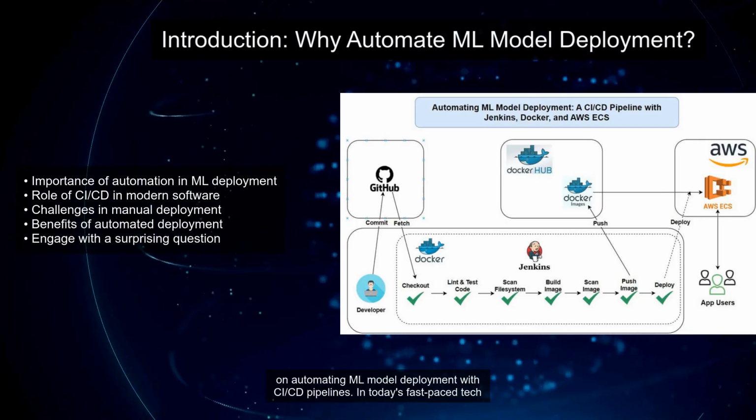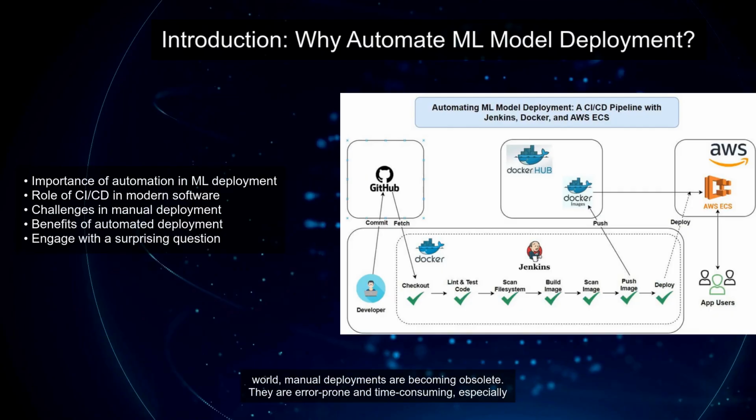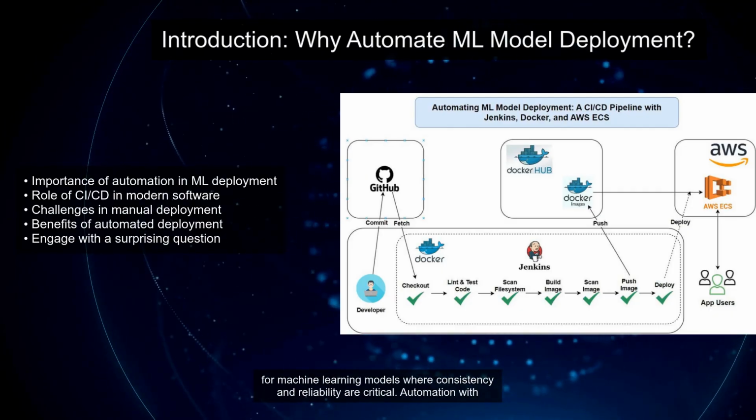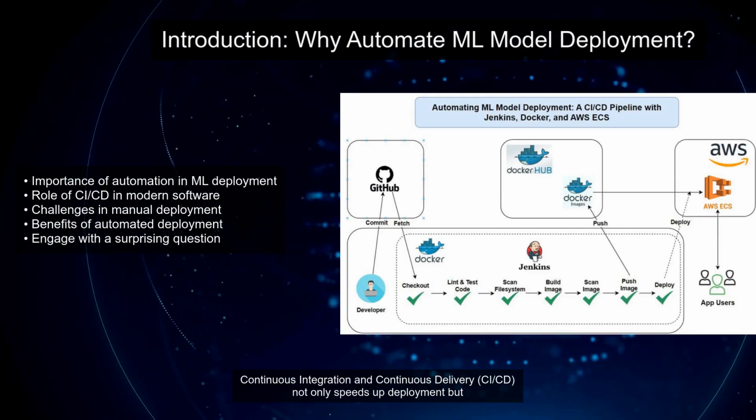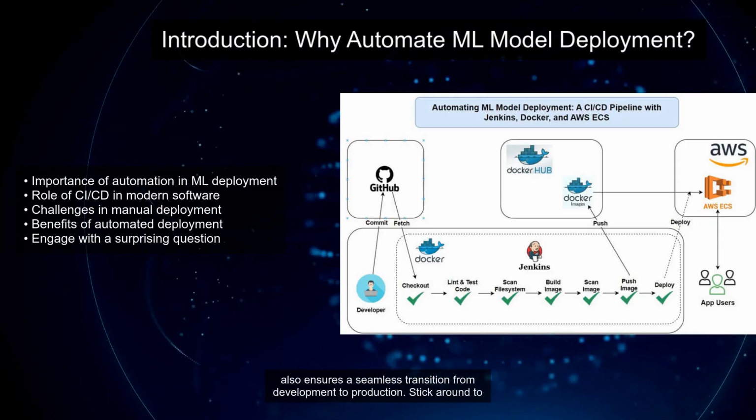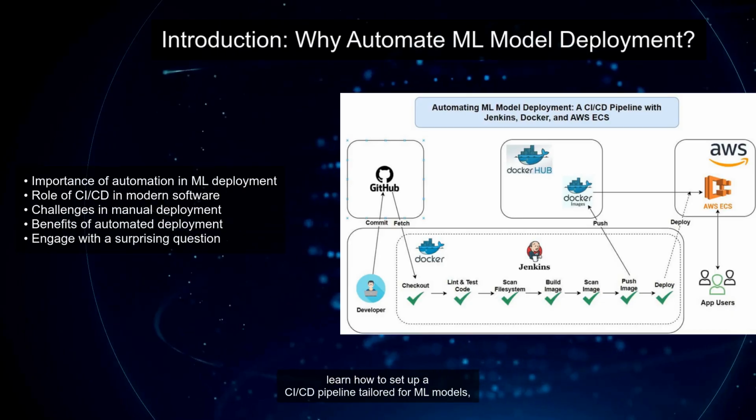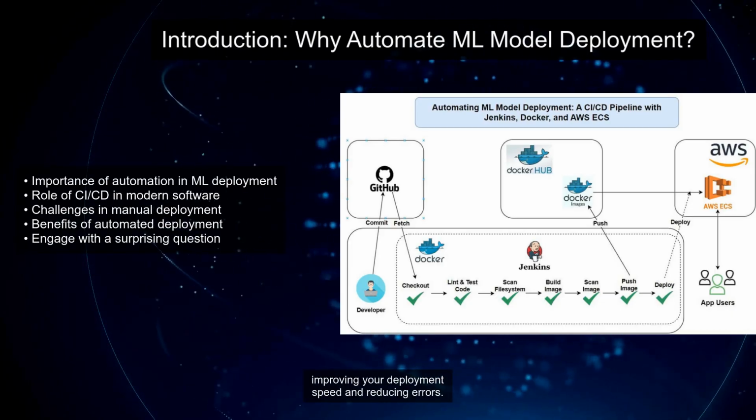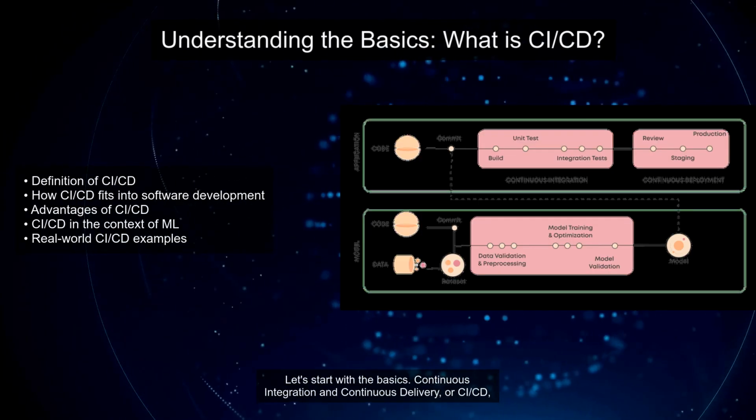In today's fast-paced tech world, manual deployments are becoming obsolete. They are error-prone and time-consuming, especially for machine learning models where consistency and reliability are critical. Automation with continuous integration and continuous delivery, CI/CD, not only speeds up deployment but also ensures a seamless transition from development to production. Stick around to learn how to set up a CI/CD pipeline tailored for ML models, improving your deployment speed and reducing errors. Let's start with the basics.